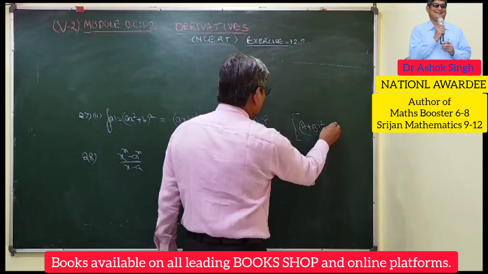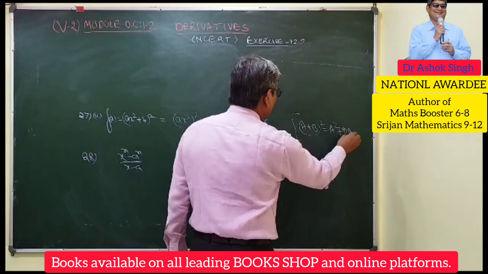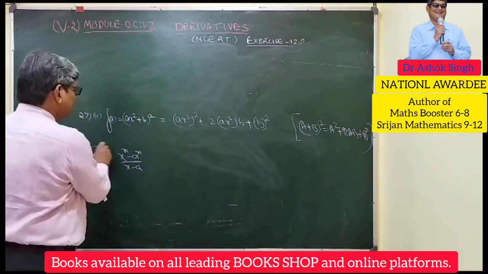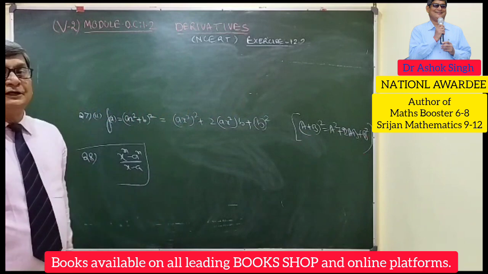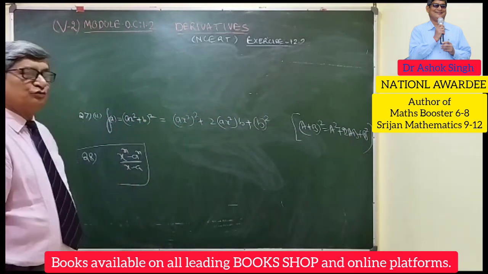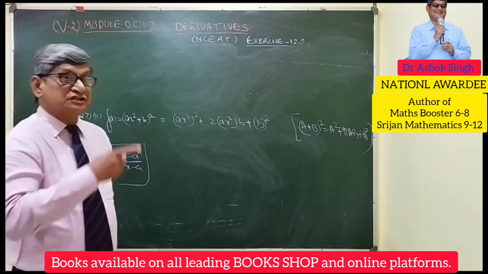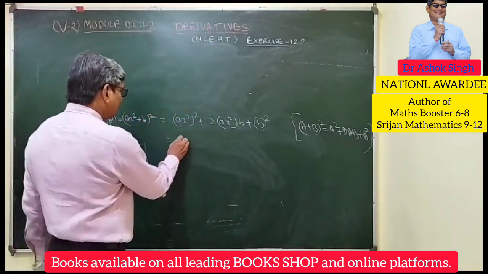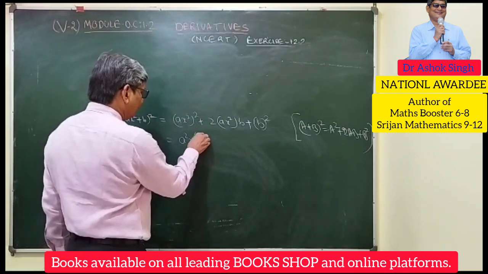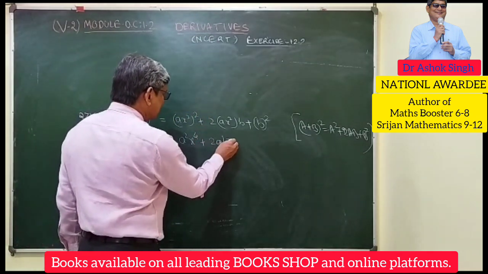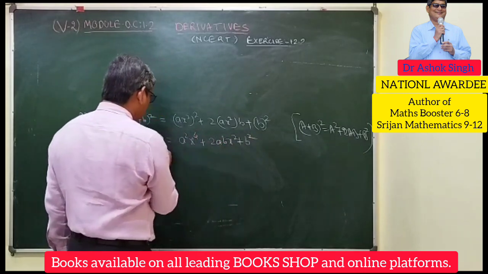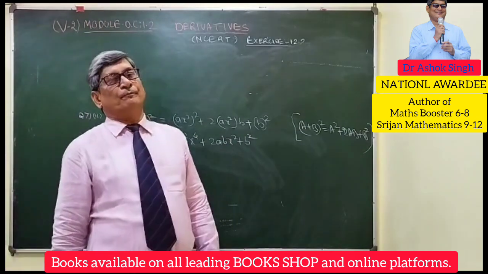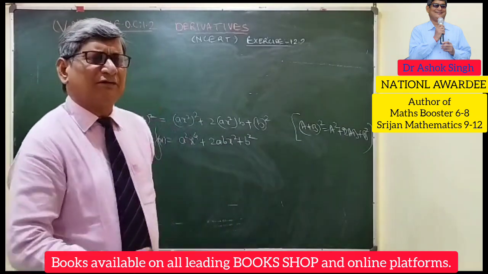(a plus b) whole square is a square plus 2ab plus b square. Very simple. Because see, at first you want to expand the same. Because at present you don't have any idea about the chain rule, which you are going to do in class 12. This is equal to a square x to the power 4 plus 2ab x square plus b square. So here this is the actual function you are given in the expanded form. Once it is given there, you can very easily do it.